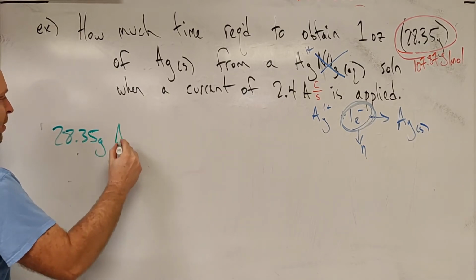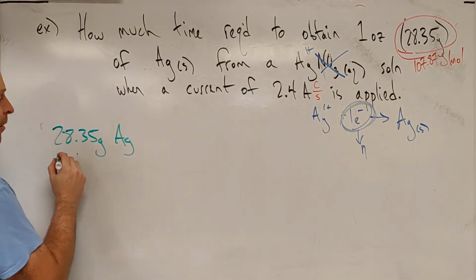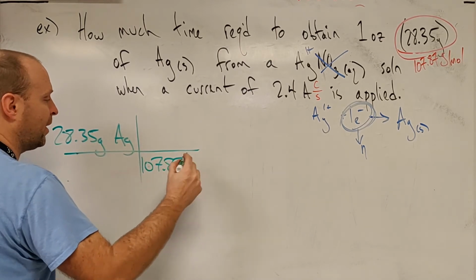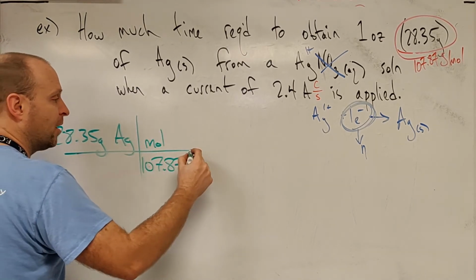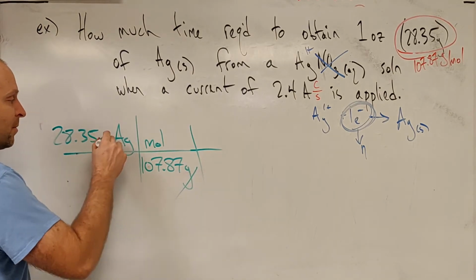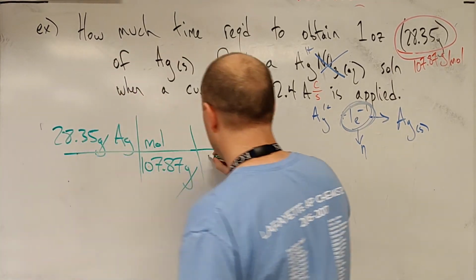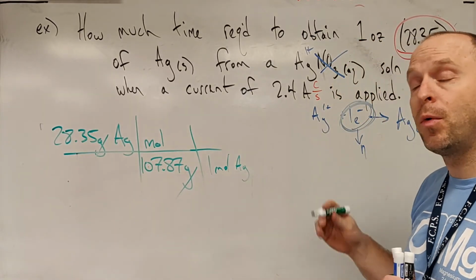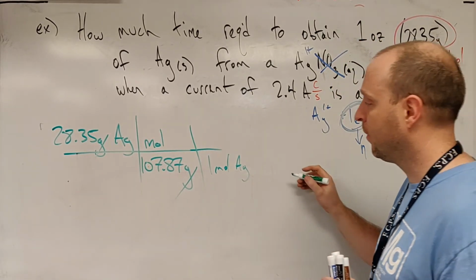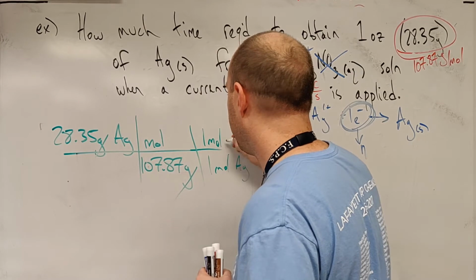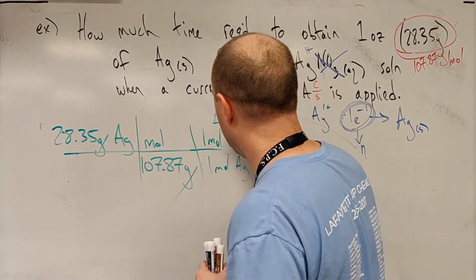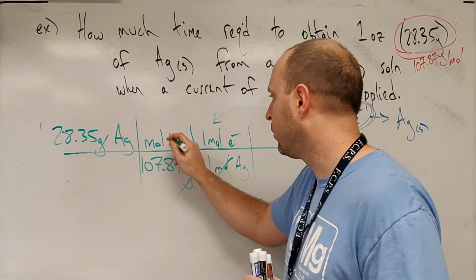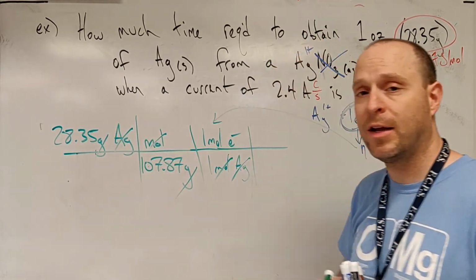28.35 grams of silver, right? An ounce of silver. We know that there's 107.87 grams per mole, and that's going to get me moles of silver. Grams are gone. And for every 1 mole of silver, this is an important part. Now we're relating that one step back to the number of electrons. There's 1 mole of electrons, right? That's where this number is coming from. So moles of silver, moles of electrons.